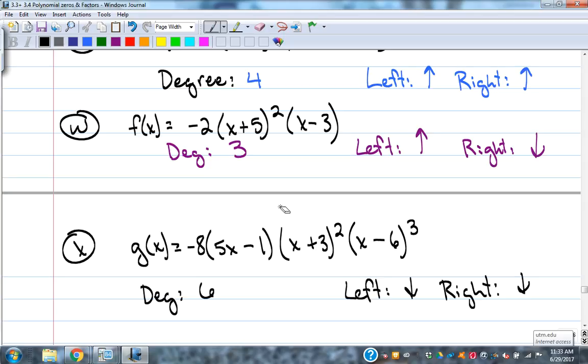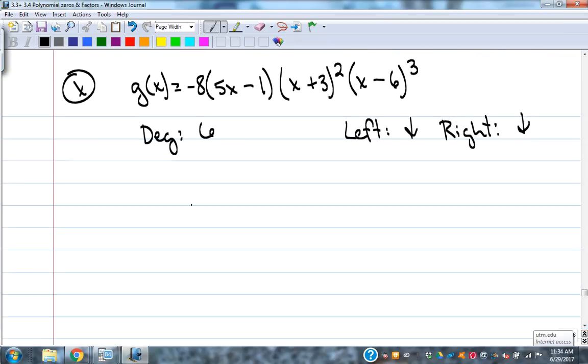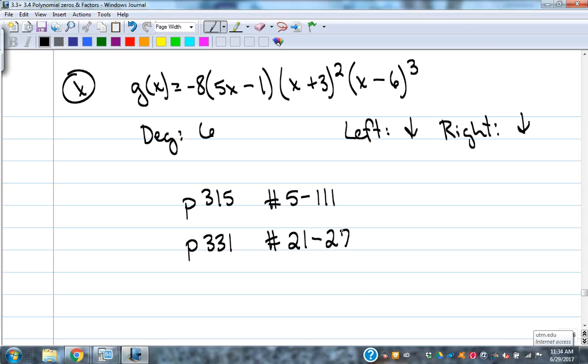Okay. Some problems that you could look at for practice in your textbook for this section: page 315, 5 through 111. Obviously, don't do all of those, but it'd be some good practice. Do a few from all of those would be great practice. Page 331, a much shorter set here, 21 through 27. Not many in that section there that would help you out too much. But make sure you can take a polynomial and break it down. Don't forget you got the graphing calculator to help you. That's what it's for, a tool. It won't do all the work for you, but it'll do some of it.